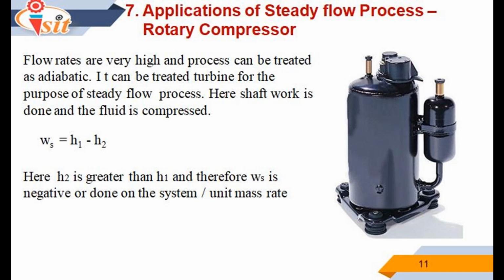In the rotary compressor, the flow rates are very high and the process can be treated as adiabatic. It can be treated like a turbine for the purpose of a steady flow process. Here the shaft work is done and the fluid is compressed. Then Ws is equal to H1 minus H2 for unit mass rate. Here H2 is higher than H1 and therefore Ws is negative, or work is done on the system per unit mass rate.